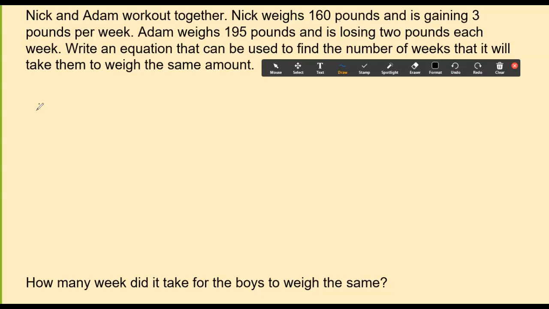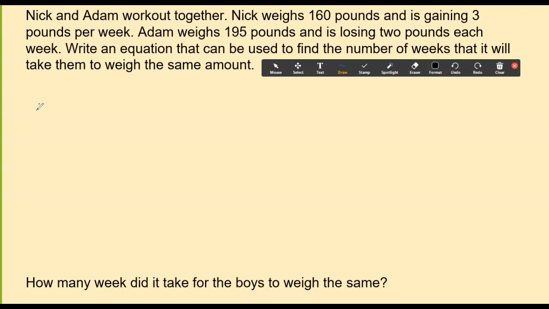This might be one of a test question. It gives you the word problem and asks for the equation. So what are your answer choices going to look like? They're going to look like equations, right? Okay, all right. Well, let's do that.